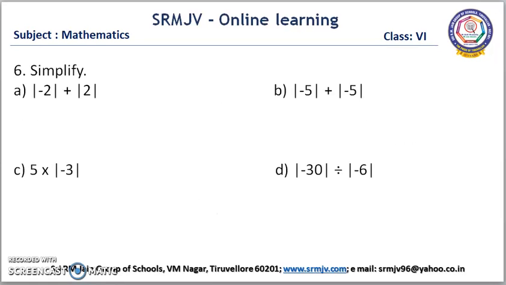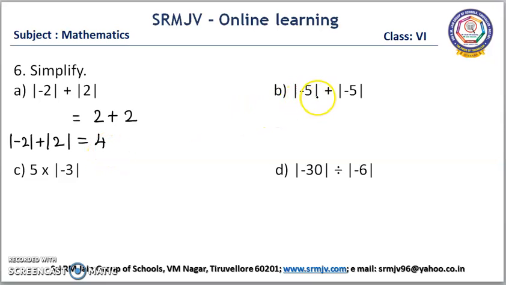The next question is simplify. Modulus of minus 2 plus modulus of 2. The absolute value of minus 2 is 2. The absolute value of 2 is also 2. First, we have to write the absolute values. Modulus of minus 2 is 2 plus modulus of 2 is also 2. So, 2 plus 2, 4. The answer is 4. Modulus of minus 2 plus modulus of 2 is equal to 4.